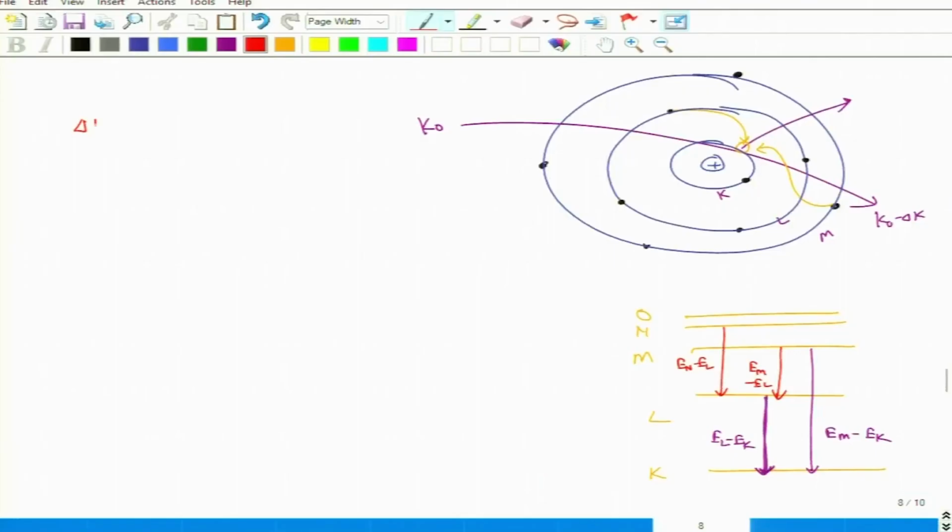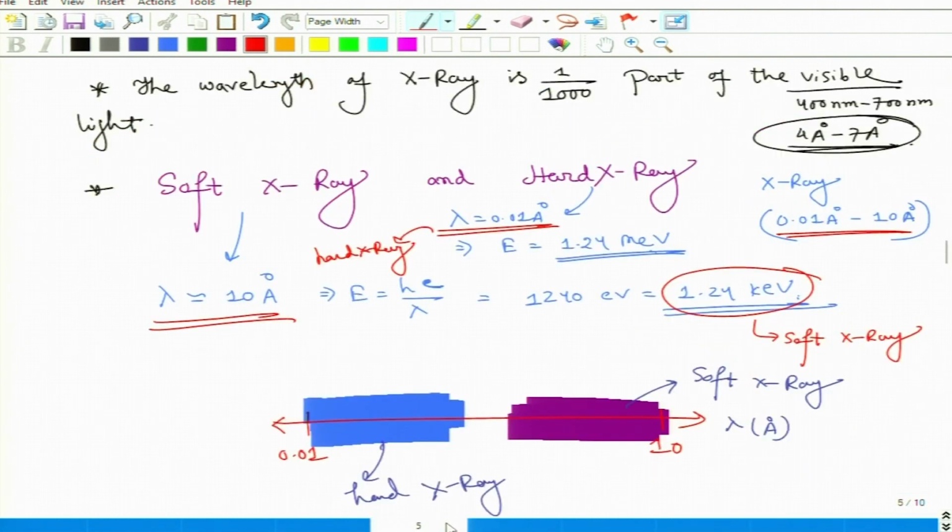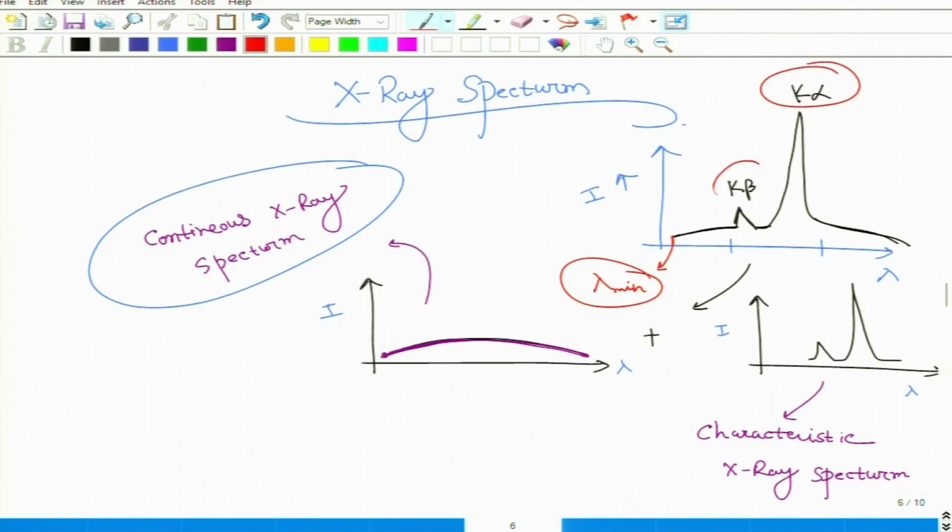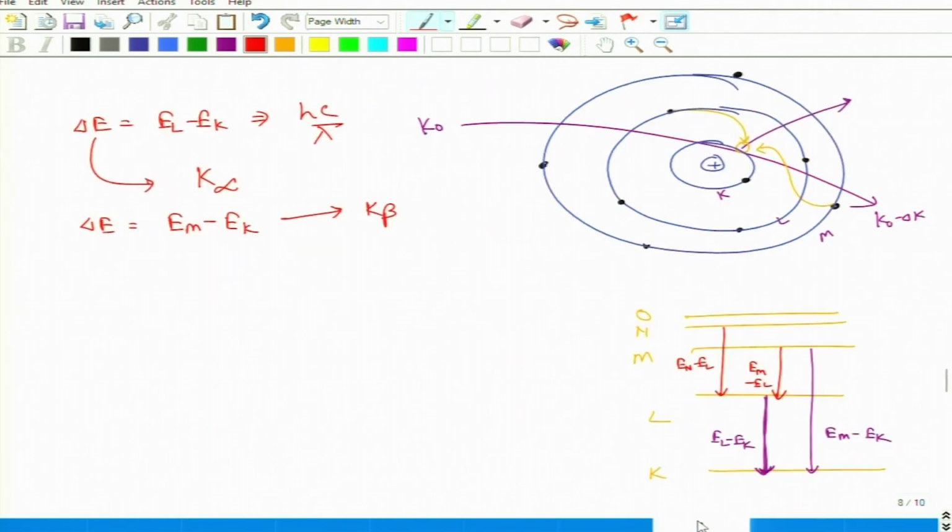For that transition, delta E equals EL minus EK, which will be hc by lambda for a specific lambda, right? This peak is called the K alpha peak. Another transition gives the K beta peak. As we see here, there are two peaks, right? K alpha and K beta. So these two peaks are there due to these two transitions, the K alpha peak and the K beta peak.